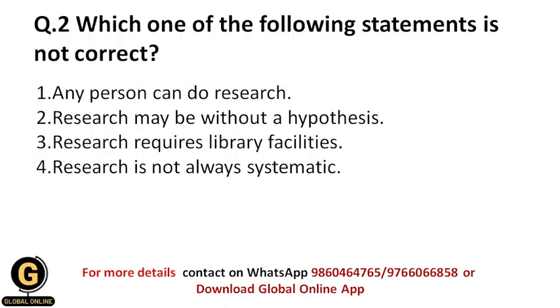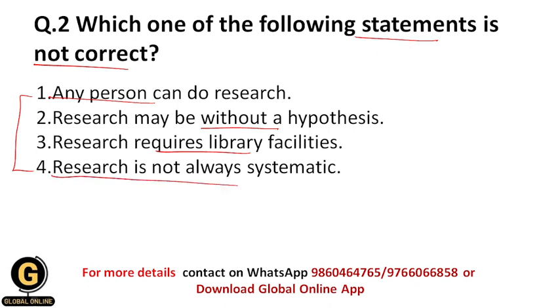Next: which one of the following statements is not correct? Among these options, which statement is not correct? Any person can do research. Research may be without a hypothesis. Research requires library facilities. Research is not always systematic.